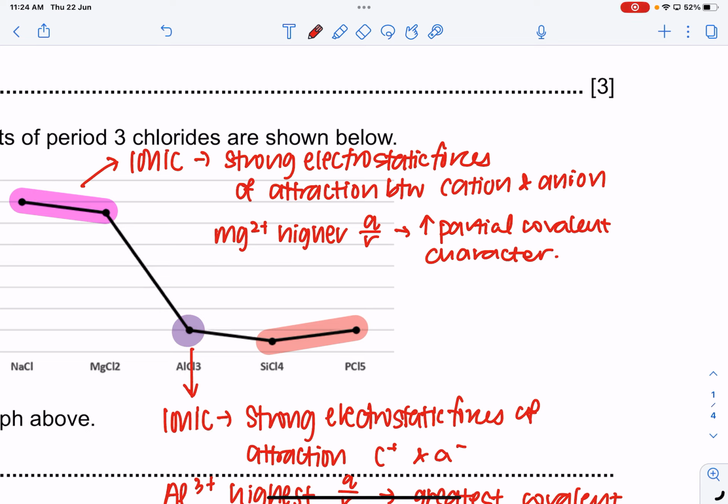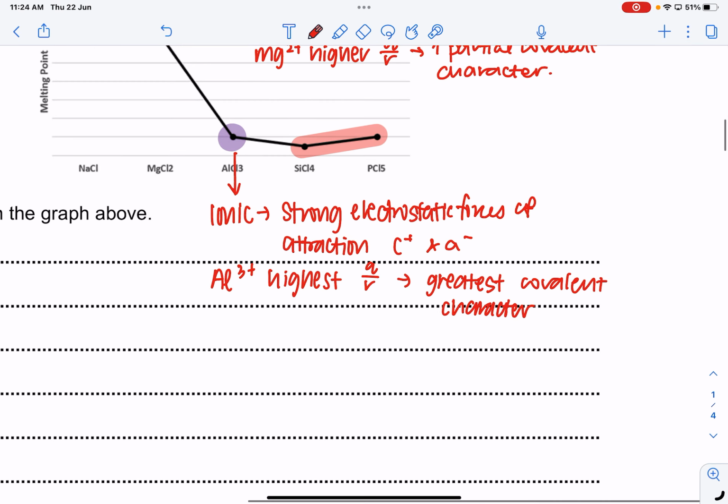There's always more than one way to explain things in chemistry. It's just whichever one you can memorize, because in this case, the majority of them are exactly the same. There is a lot. So, greatest covalent character therefore is the weakest.